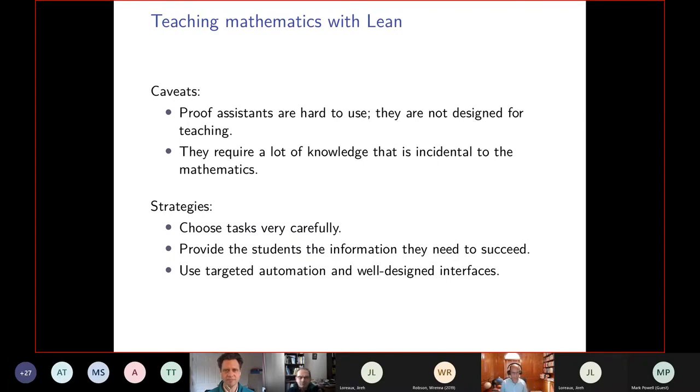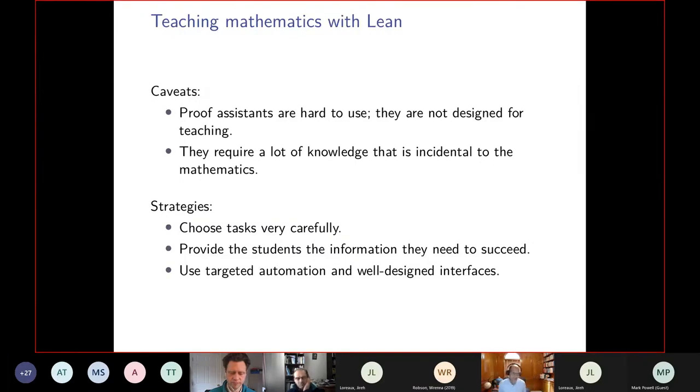So I think you have to choose the tasks for students very carefully, and make sure that they have all the information in front of them that they'll need to succeed at the task. We want to set up students to succeed, not set them up to fail. So we have to make sure that we're giving them a context where they have everything they need to be able to do what we ask them to do.